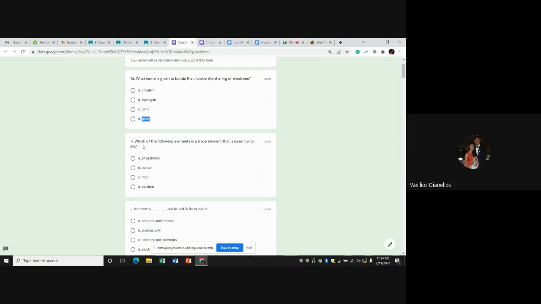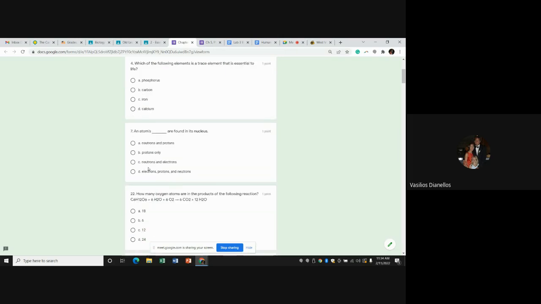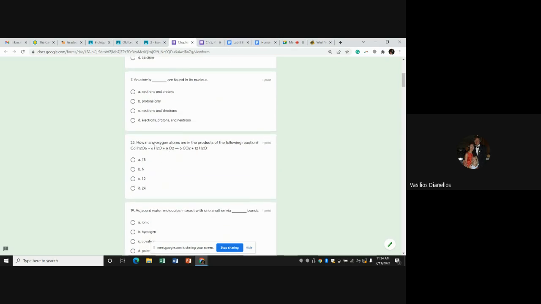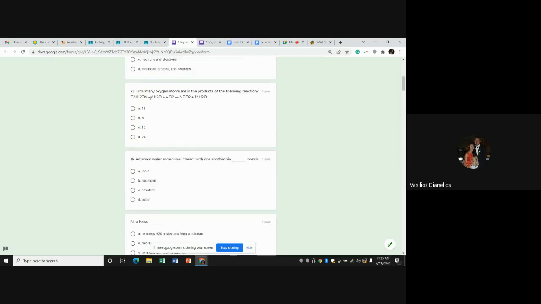Anyway, which of the following elements is a trace element? You do not need to know that. I told you you will not have to memorize that list. And atoms blank are found in its nucleus. You do need to know this. It should be pretty easy. It's neutrons and protons that are found in the nucleus, right? Because electrons are found outside of the nucleus. So neutrons and protons are found in the nucleus. Here's one I'm not even talking about because I'm short on time and it won't be on the exam. So you're not going to have to do how many oxygen atoms or blah, blah, blah, whatever.